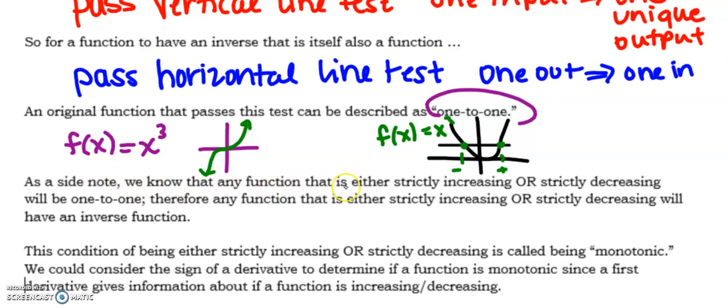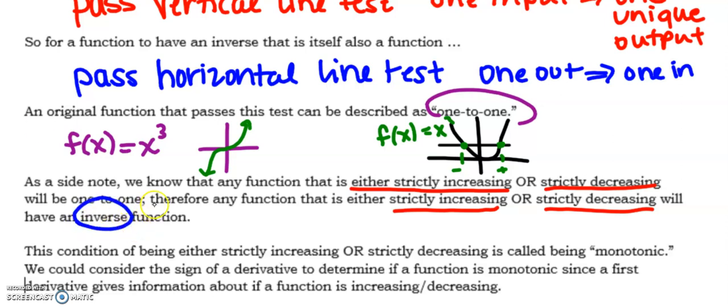So as a side note, we know that any function that is strictly increasing, like the natural log function, or strictly decreasing, will be one to one. Therefore, any function that is strictly increasing or decreasing, also like the exponential function, will have an inverse. Duh, everything has an inverse. But that inverse will also be a function. There's a fancy word. Being strictly increasing or strictly decreasing means that you are monotonic. Monotonic. So that means that the derivative is always positive or the derivative is always negative. That means the function was monotonic.